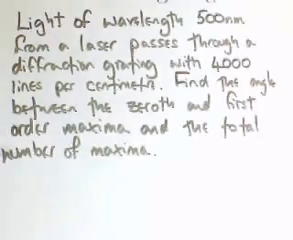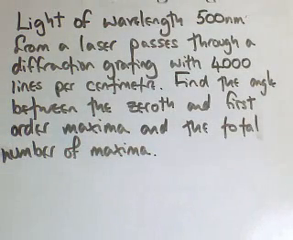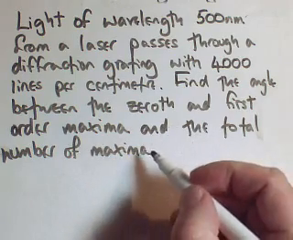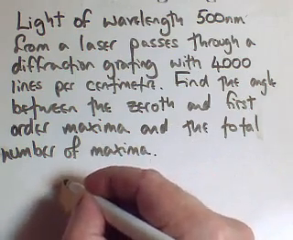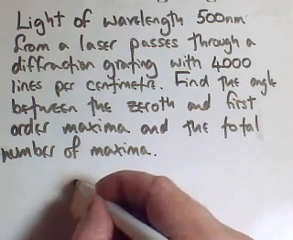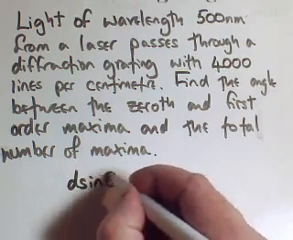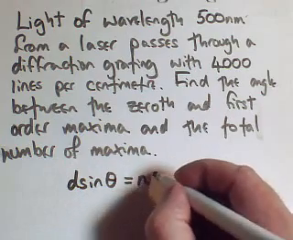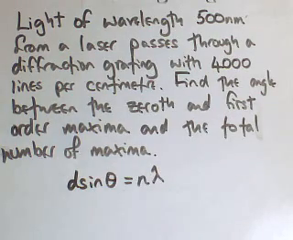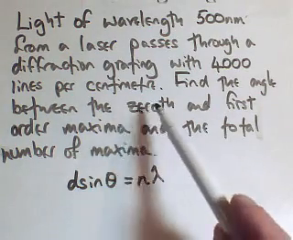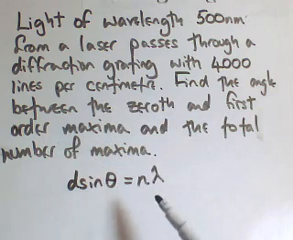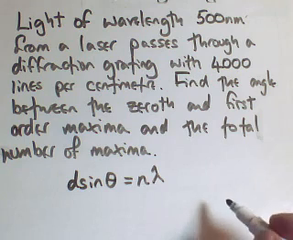Okay, we've got a situation with a diffraction grating where we're going to apply our formula. The formula we're going to be using is the one that's in your data sheet, d sin theta equals n lambda. And we're talking about the zeroth and first order maxima. By maxima it means positions of maximum intensity on the screen.